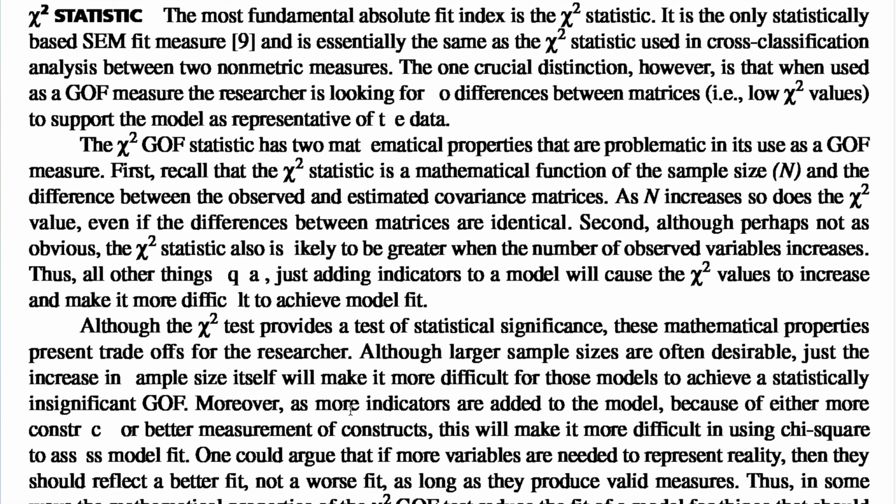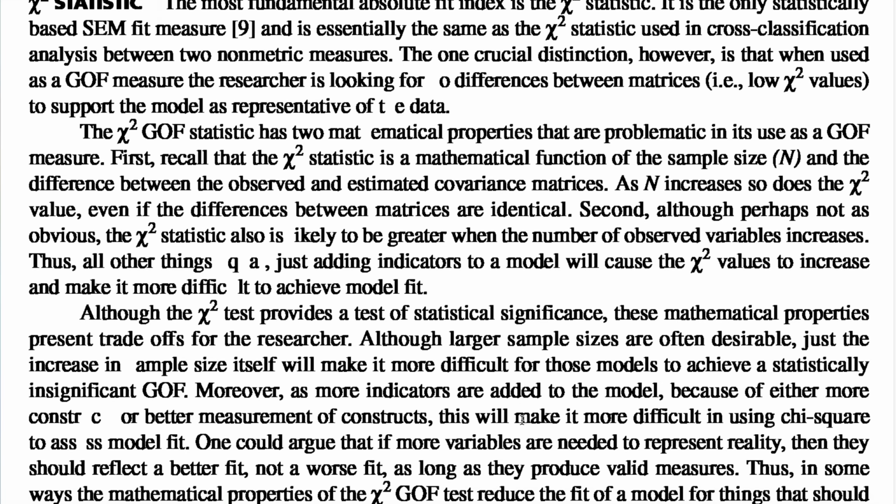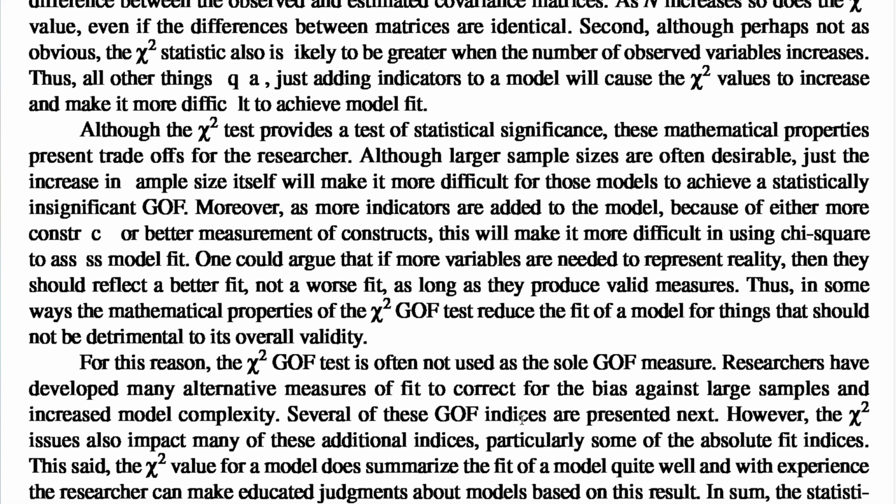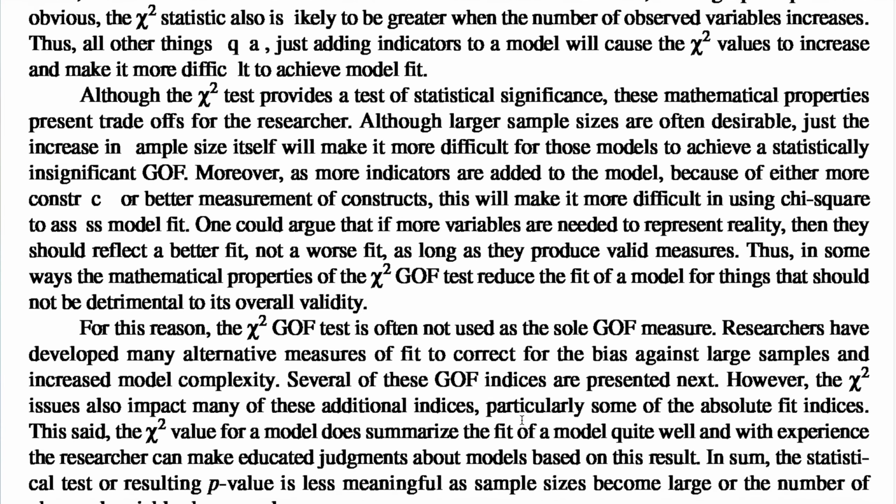Moreover, as more indicators are added to the model because of either more constructs or better measurement of constructs, this will make it more difficult to use the chi-square. They should reflect a better fit, not a worse fit, as long as they produce valid measurement. So in some ways, the mathematical properties of the X2 GOF test reduce the fit of the model for things that should not be detrimental to its overall validity.